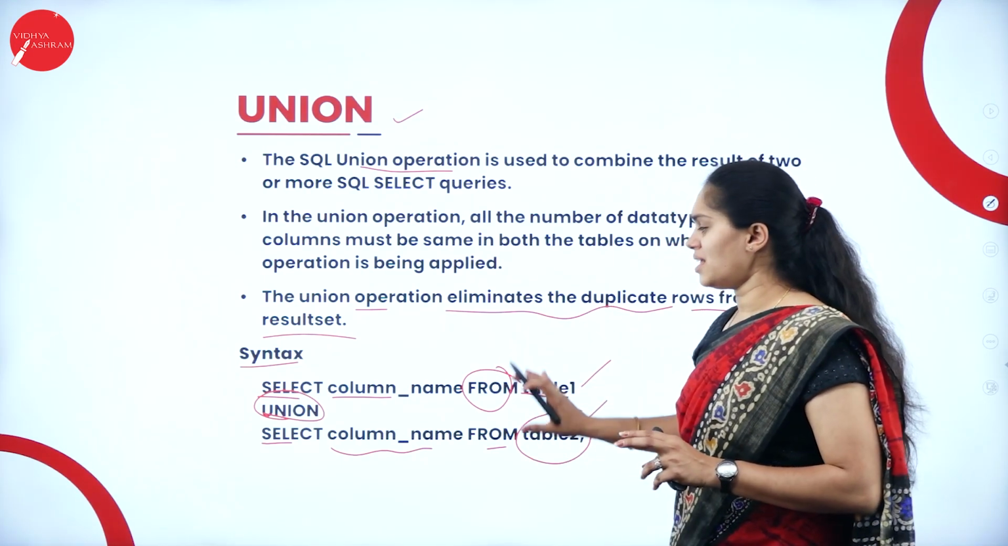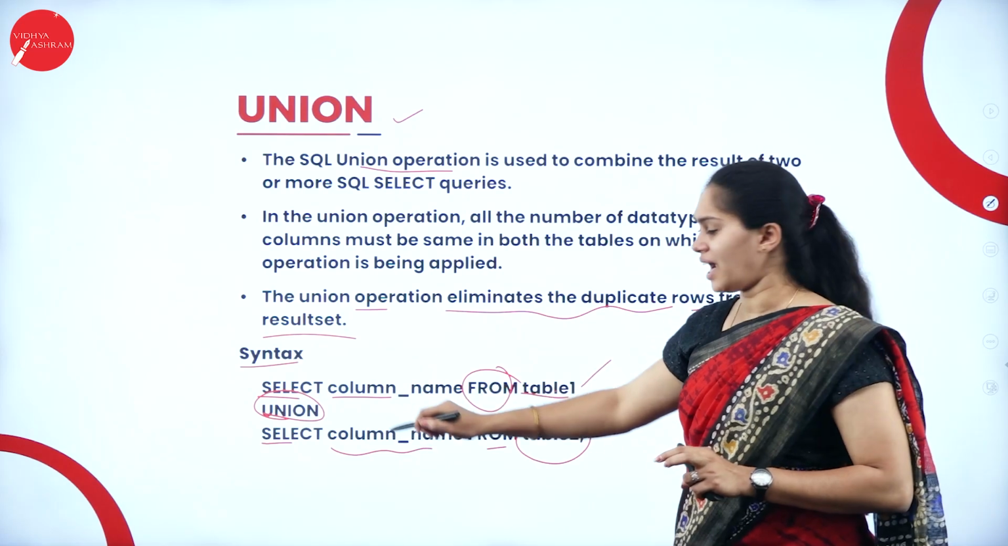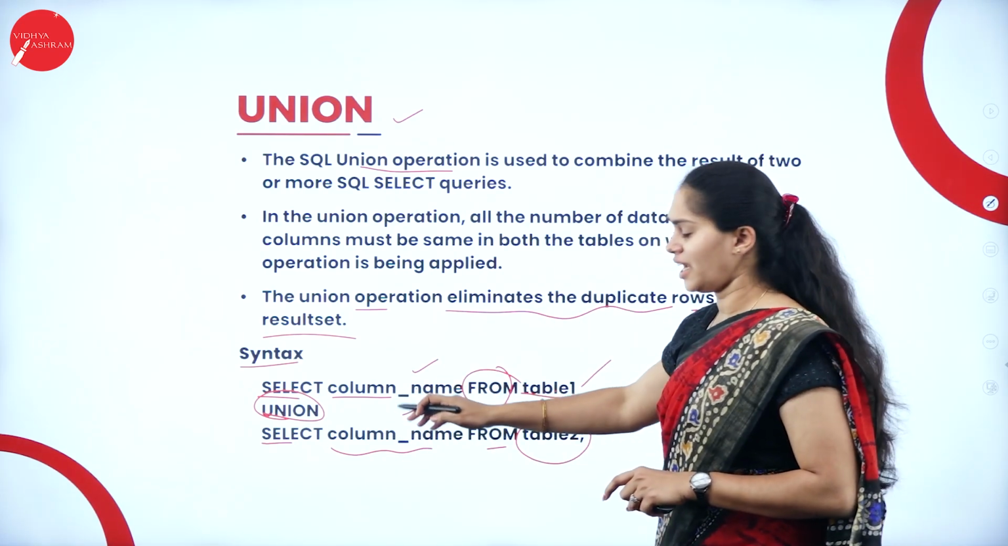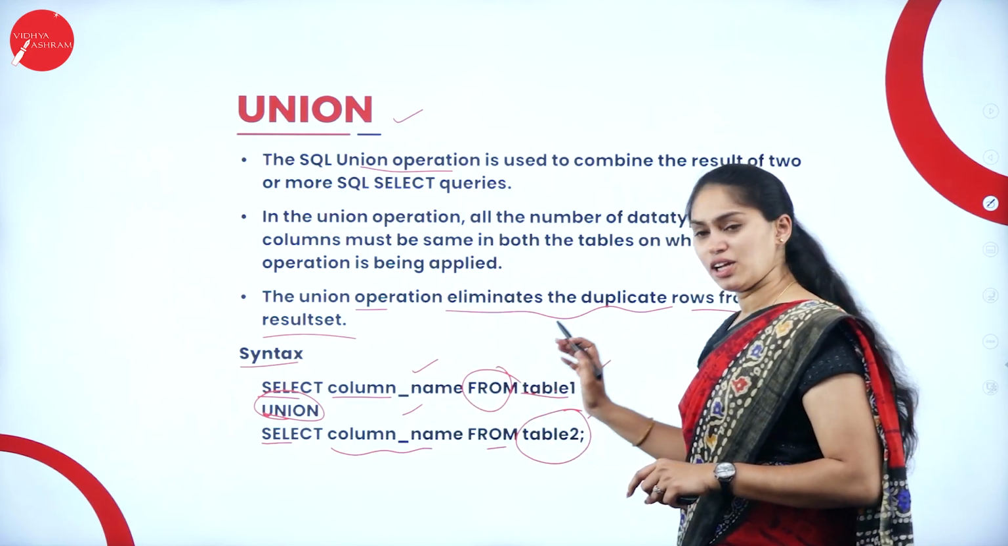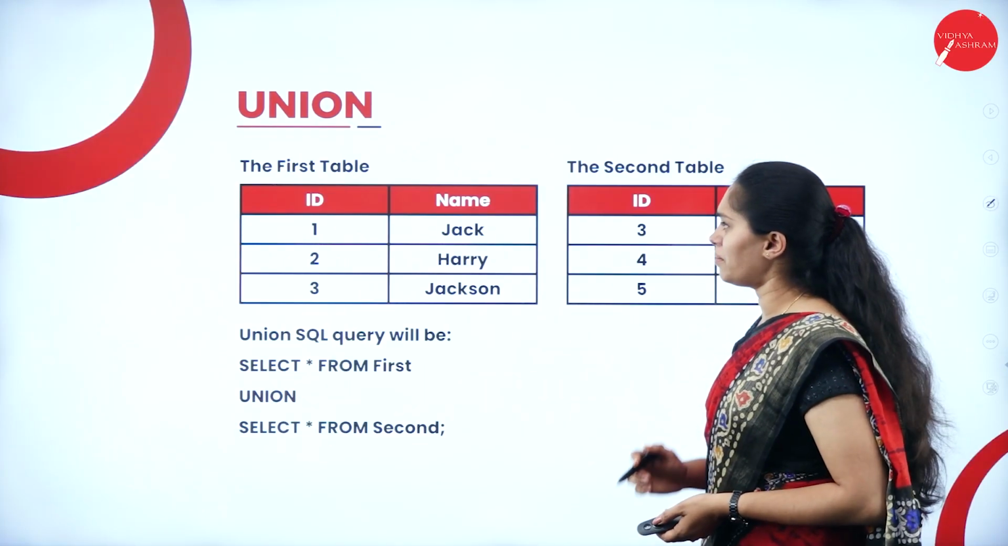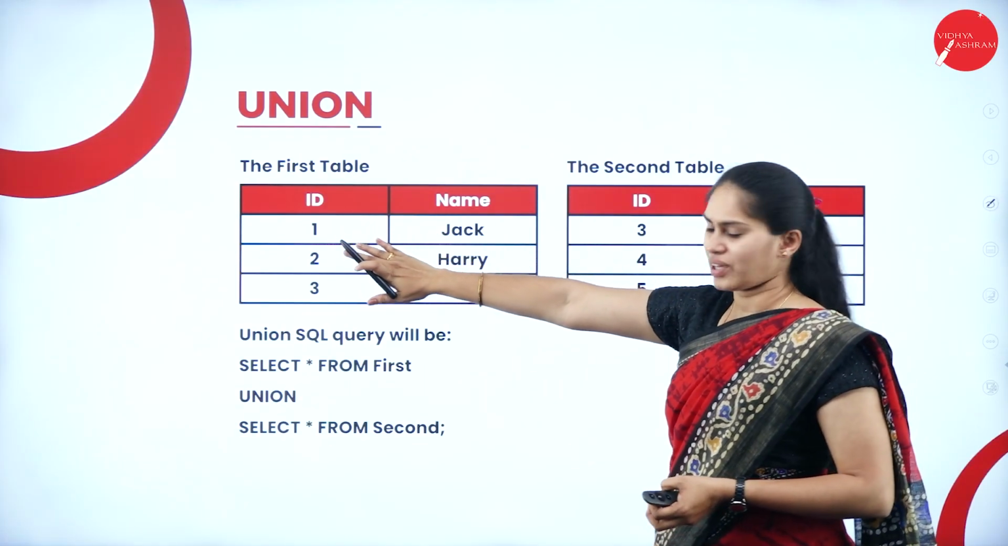So in both the tables I need to fetch the column, and when we are fetching a column, the number of columns and the data type of that column need to be the same in both tables. Only then can we perform this union operation. Here you can see the example. Just imagine, you can consider this one.